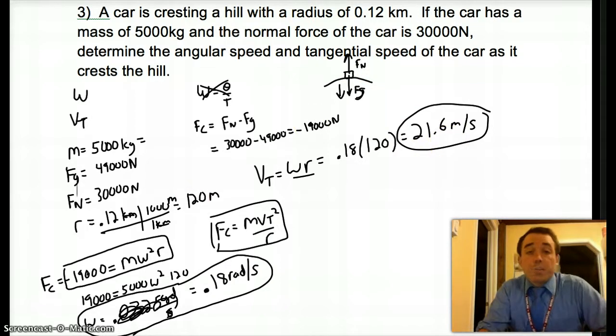Really, the key trick on this problem is looking at the differences here. Angular has units of radians per second. Tangential has units of meters per second. And if you're given forces, you got to use those forces to find centripetal. Once you have the centripetal, you have that whole bank of equations that you can use to try and find some of the other unknowns.